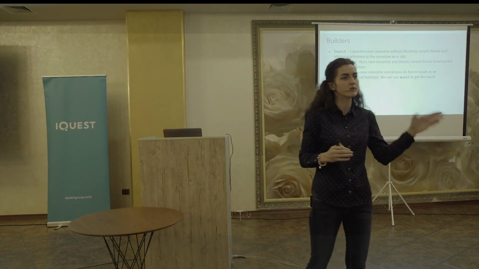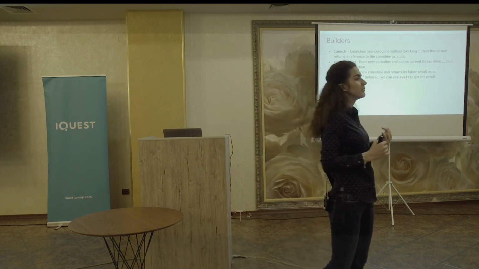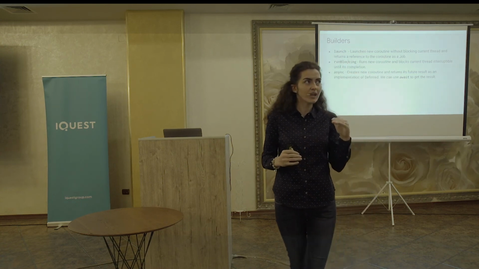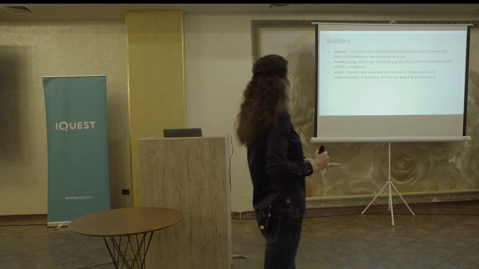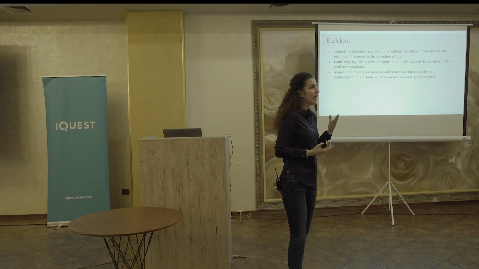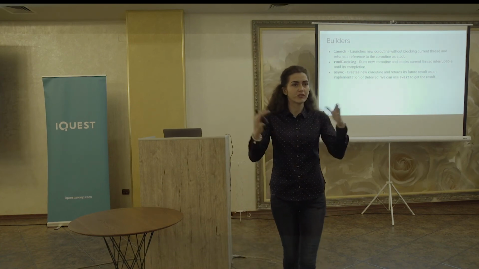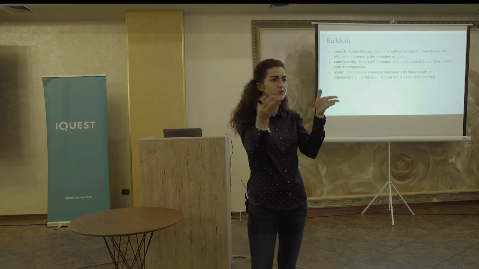So for launch, it creates a new one, but it waits until it's done. For run blocking, it will create a new coroutine, but will block the current thread. And async creates a new coroutine, and we get a deferrable value of that type. For example, if we want to get a string, we will get a deferrable of string.